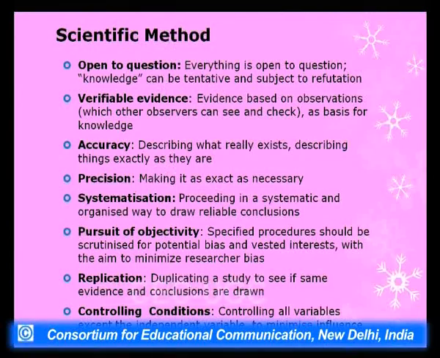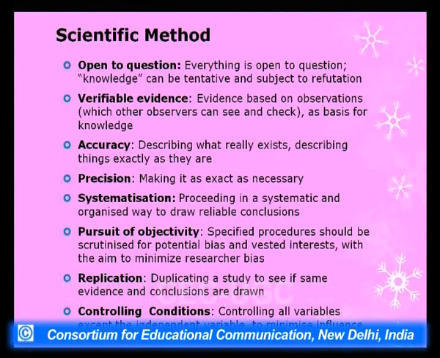Verifiable evidence means that evidence is based on observations which other observers can also see and check, and that forms the basis for knowledge. Thirdly, the scientific method focuses on accuracy. In other words, it describes what really is, what really exists. It describes things as they are and not as we wish them to be, or as we imagine them to be.